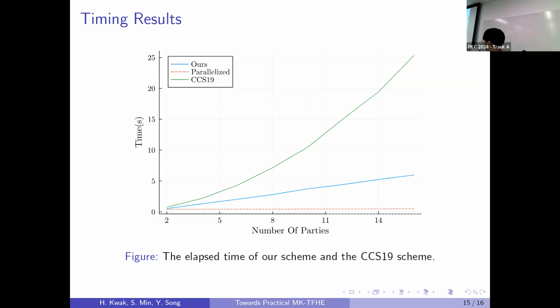As you can see, our algorithm shows a linear growth with respect to the number of parties, and CCS19 has a quadratic growth with respect to the number of parties.